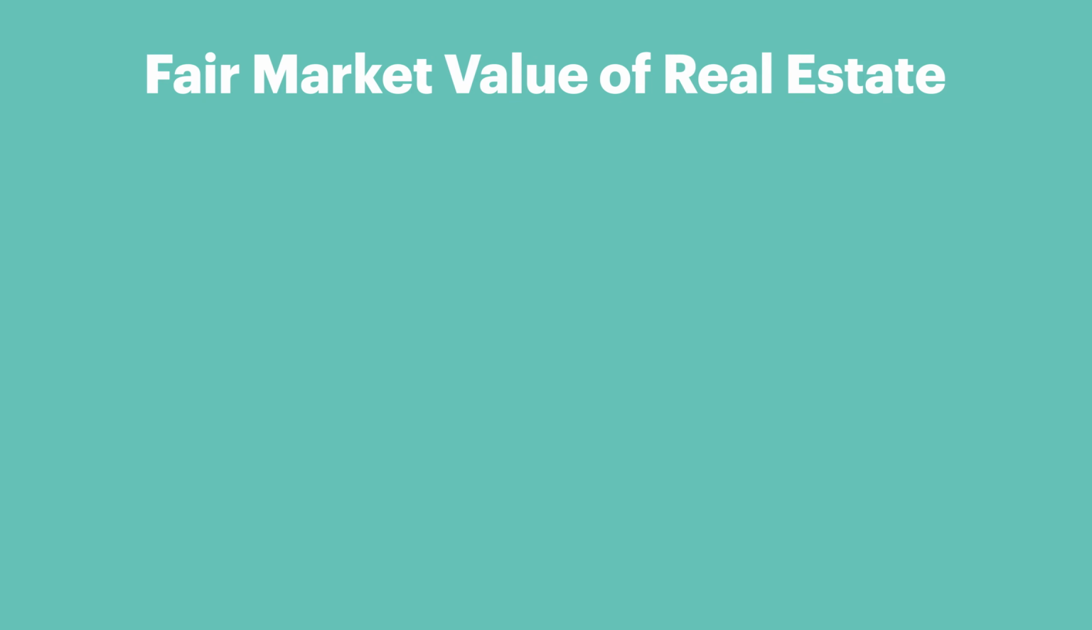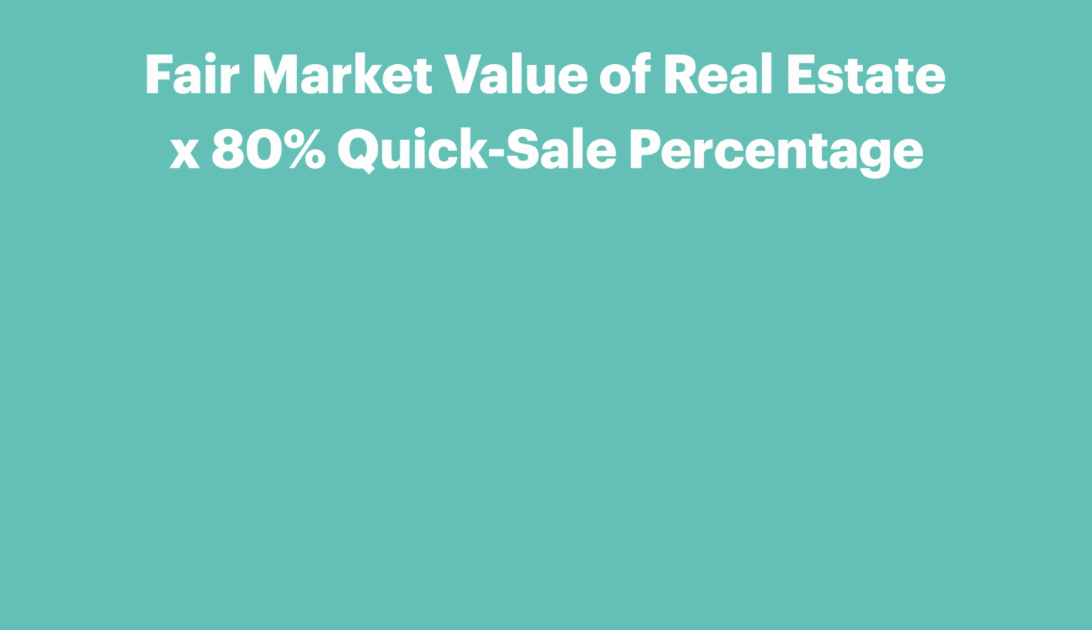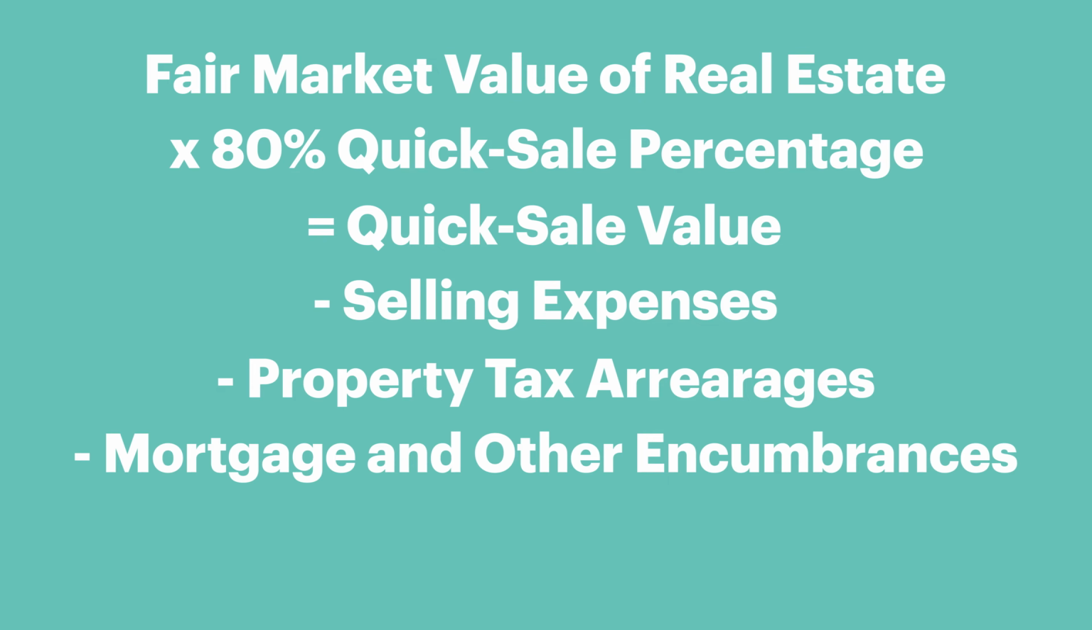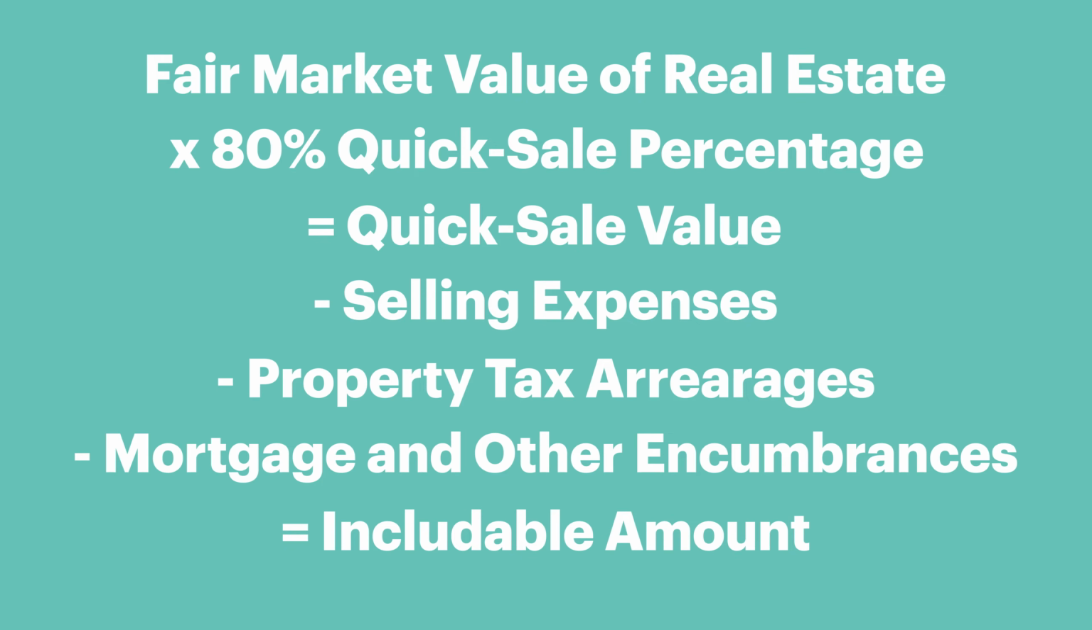All right, moving on to the next section of the Form 433A OIC, we have real estate. So real estate, similar to investments, you can take the actual fair market value of the real estate and multiply it by 80% to arrive at the quick sale value. And from that, you can subtract selling expenses, property tax arrearages, the mortgage or mortgages on the property, and any other encumbrances on the property.